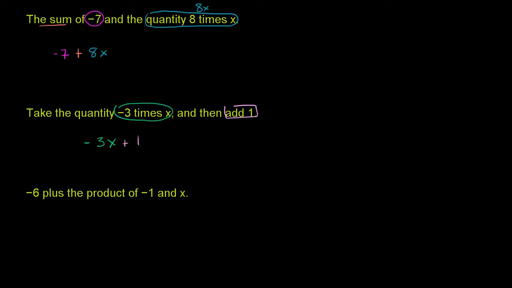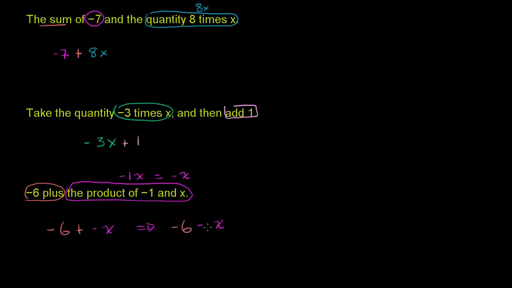Now this one, -6 plus, so we can write -6 plus something, the product of -1 and x. So the product of -1 and x, that's just going to be -1x, which is the same thing as -x. So we can write this as -6 plus -x, or we can just write this. This is the exact same thing as -6 minus x. And we are done.